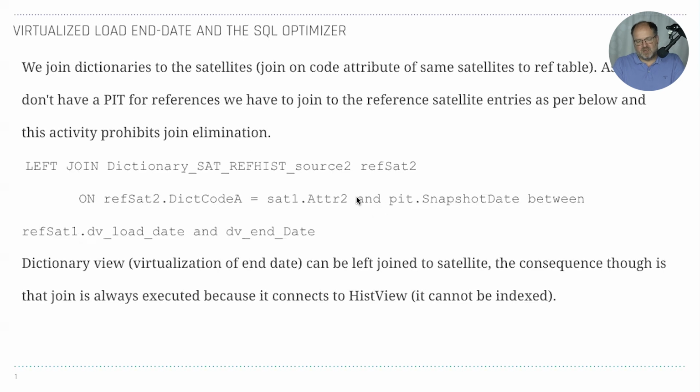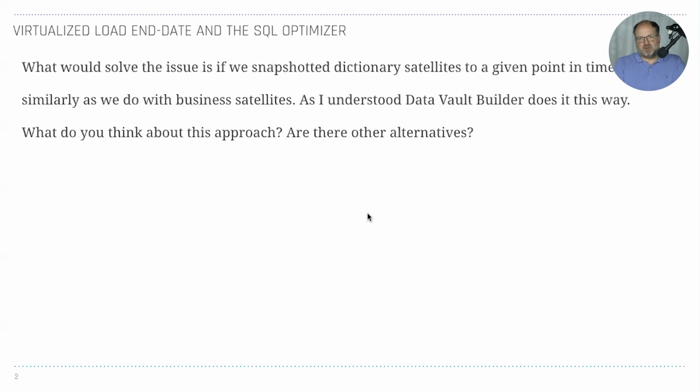But it's not possible here. As this person wrote, they don't have a PIT table on reference hubs, which is also an overkill, to be honest. All right, but that means they have to left join the satellite, and they have a complex join condition, and that's a performance issue. And they can't solve this because any index on the underlying table would not be picked up because of the window function involved when calculating the load end date in SQL Server. So a couple of ideas now.